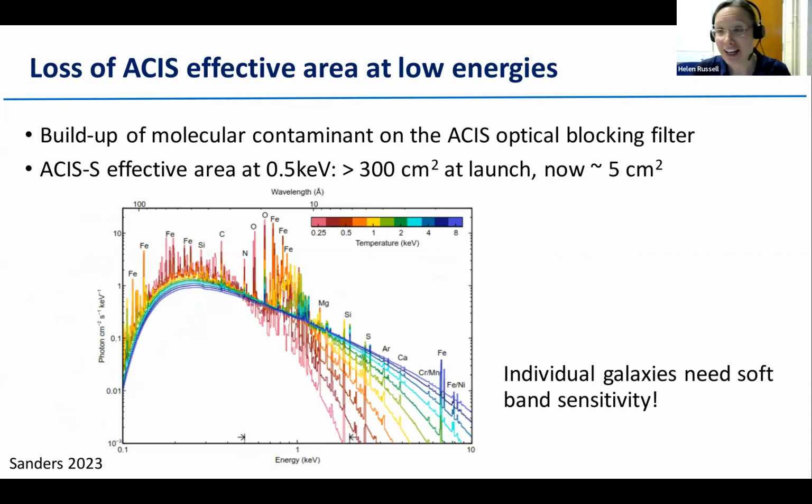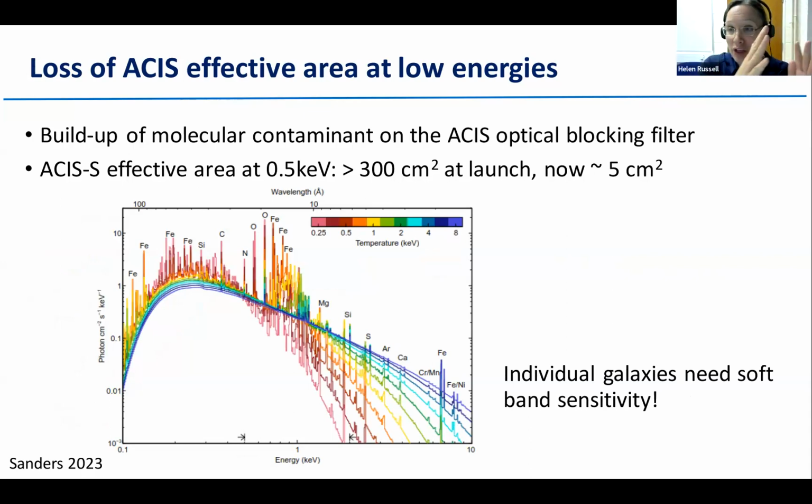I really like this colourful plot. This is from Jeremy Sanders' review paper in 2023. And what you're seeing here is as the temperature of hot atmospheres drops down, we shift from the blue to the red and the pink.